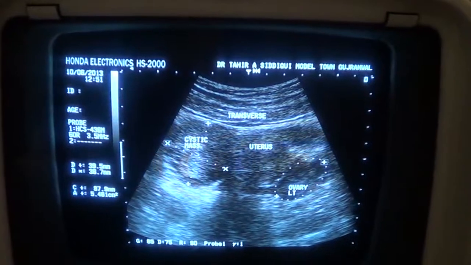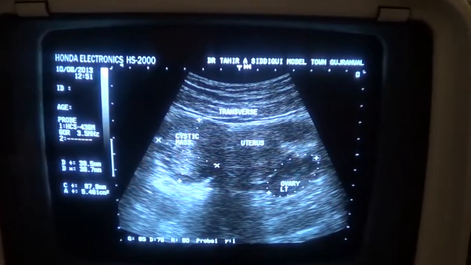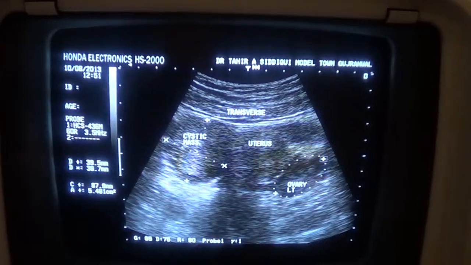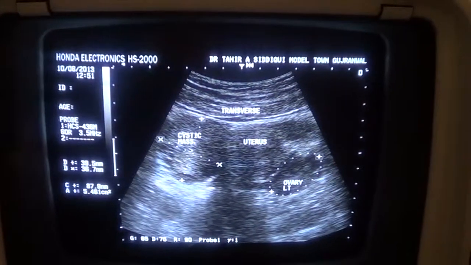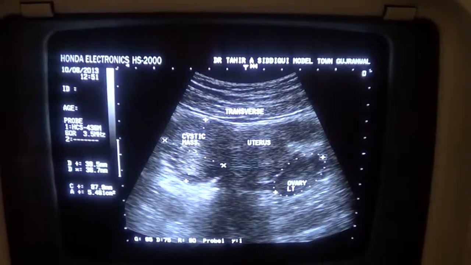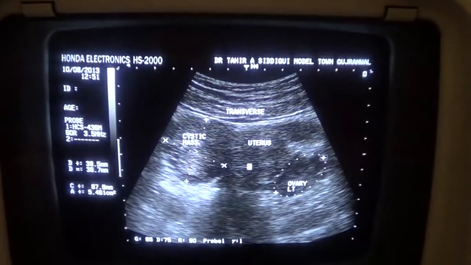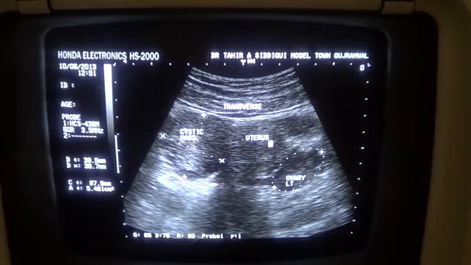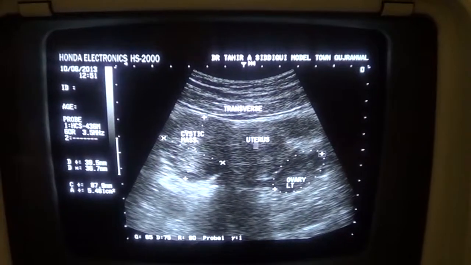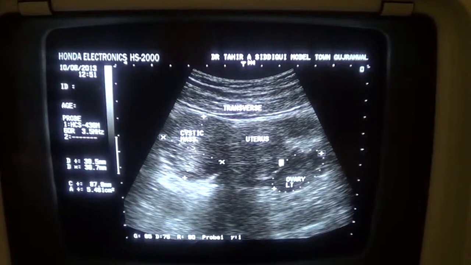This is an ultrasound study of a young unmarried 18 years old female. This is the transverse section of her pelvis. She presented with a history of persistent vomiting for a few days, 3 or 4 days. This is the uterus in transverse section.